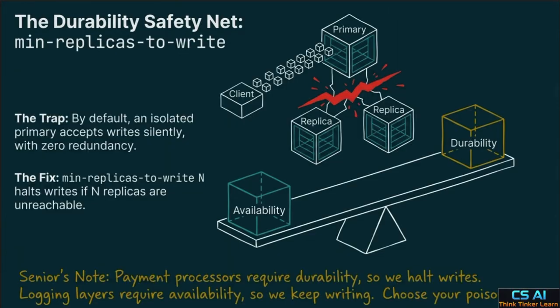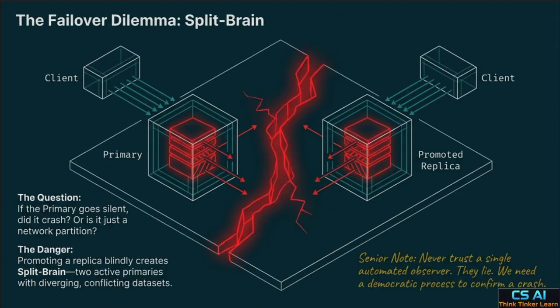When it comes to durability, the default can be a trap. An isolated primary accepts writes silently with zero redundancy. The fix is the min-replicas-to-write setting, which halts writes if your required number of replicas aren't reachable. It's a classic trade-off. Do you prioritize availability for logging or durability for payment processing? Choose your poison.